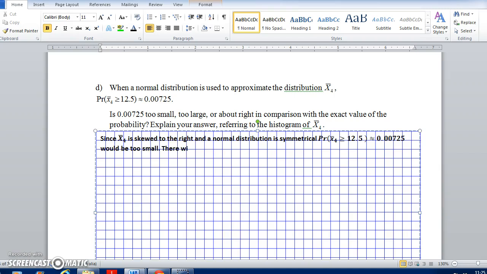There will be more area in this tail of the skewed distribution than in the tail of the symmetrical, or the symmetrical normal distribution. Might want to put that there. Okay, so that's sort of an interesting question, but that's how you would answer it. So just being nice and explicit in your answers.